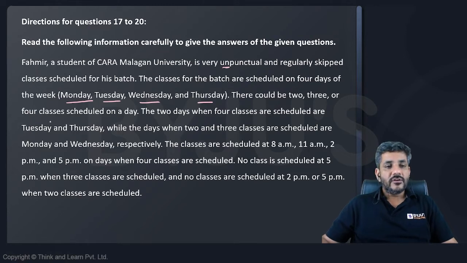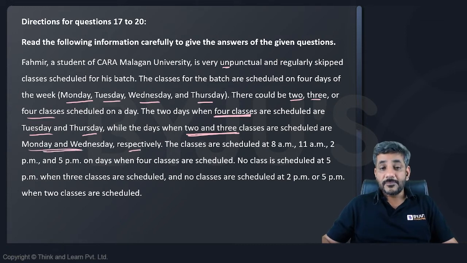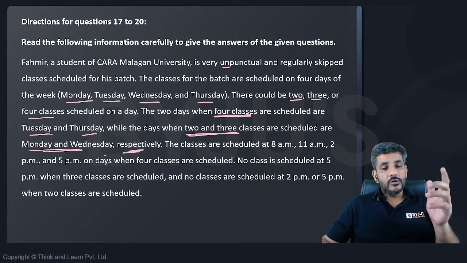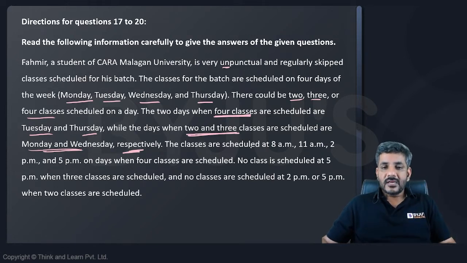There could be 2, 3, or 4 classes scheduled on a day. The 2 days when 4 classes are scheduled are Tuesday and Thursday, while the days when 2 and 3 classes are scheduled are Monday and Wednesday, respectively. So on Monday, 2 classes, on Wednesday, 3 classes, on Tuesday, Thursday, 4 classes. The classes are scheduled at 8, 11, 2, and 5.